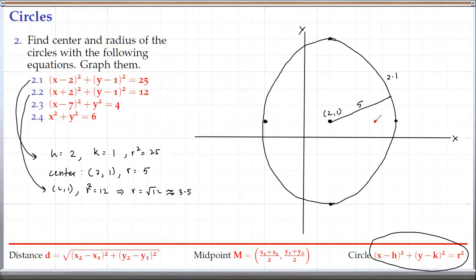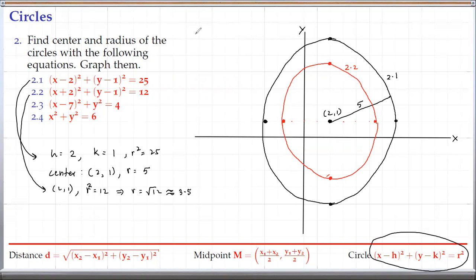So 3.5. The circle should contain this point. This is 3.5, 1, 2, 3.5, and on this side 1, 2, 3.5. So it should contain that point. On this side we have 1, 2, 3.5. It should contain this point. And a half. So it should contain these points. So the circle must look like this. So this is the second circle we have here.